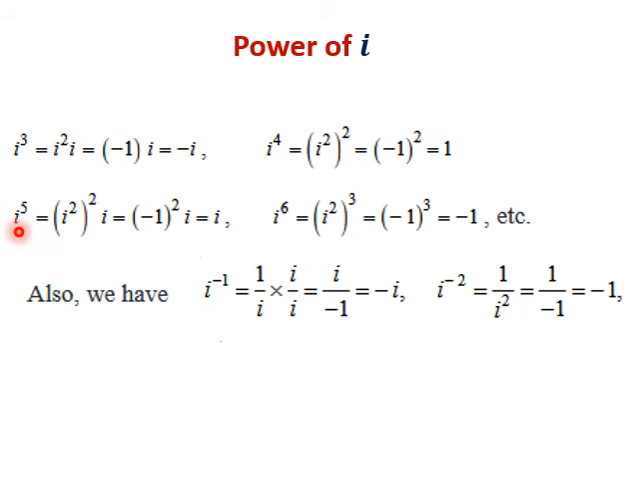So how to write i power 5? We write it as i power 4 into i, which is 1 into i, that is i. How to write i power 6? i square power 3, minus 1 power 3, which is minus 1. So how do we write i power minus 1, which is 1 over i? We multiply both terms by i. We get i by i square, which is minus 1, so minus i. Similarly, i power minus 2 is 1 by i square, which is 1 over minus 1, that is minus 1.